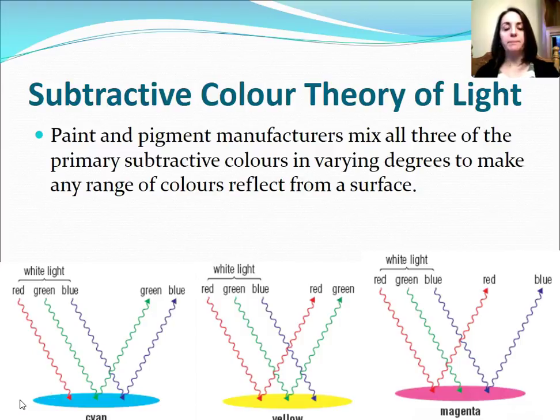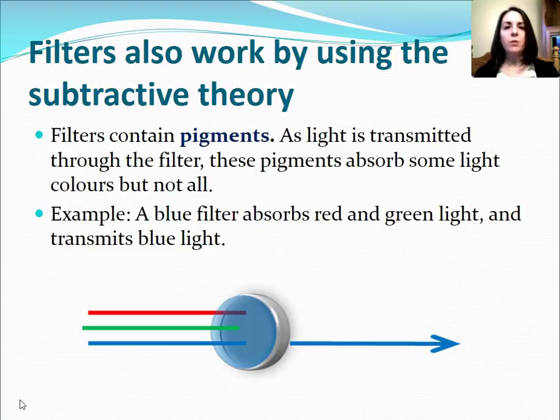So filters also work by using the subtractive theory, and the reason is that these filters of light contain pigments, so they're a different color. So for example, this blue filter is going to allow some of the light to be transmitted through, but the pigments that are in the filter are going to absorb some of those light colors. So this blue filter is going to absorb the red and the green light, and it's going to allow the blue light to transmit through. And so that's why we'll see blue light.